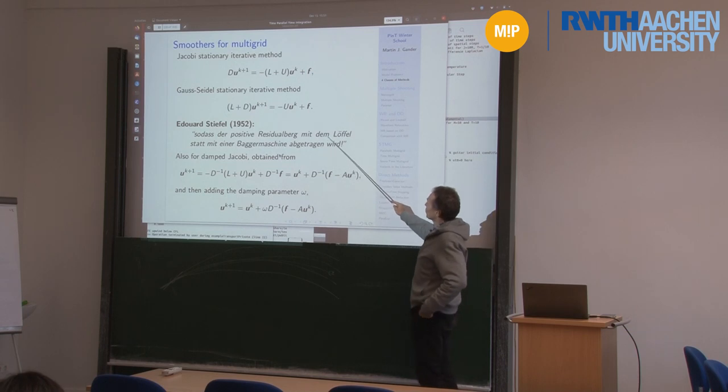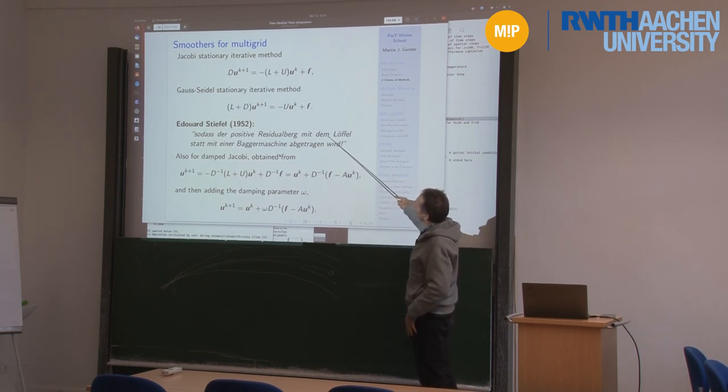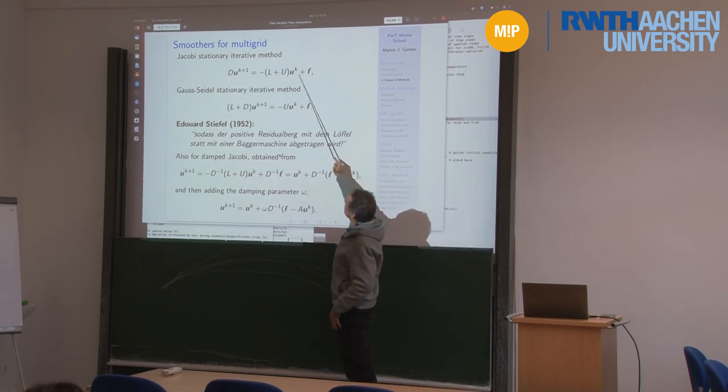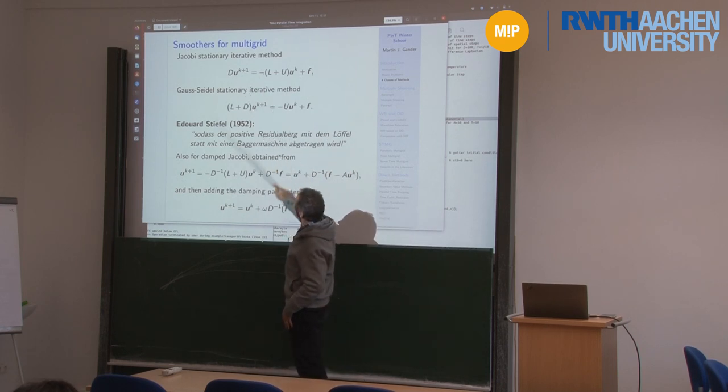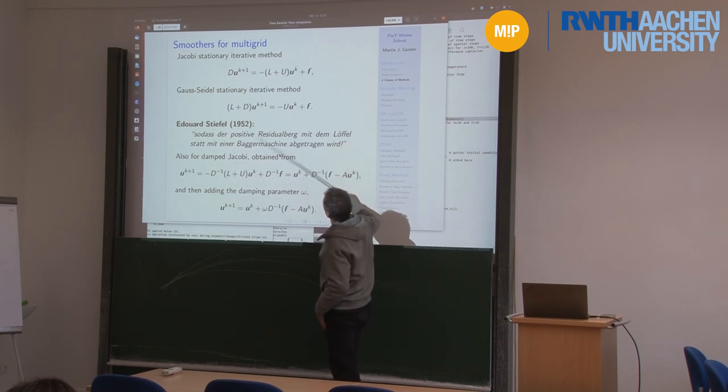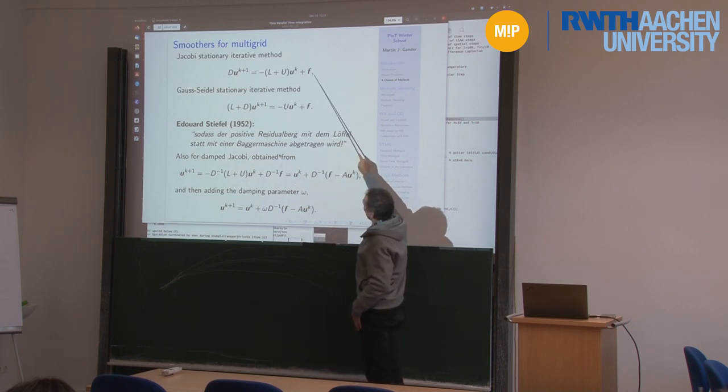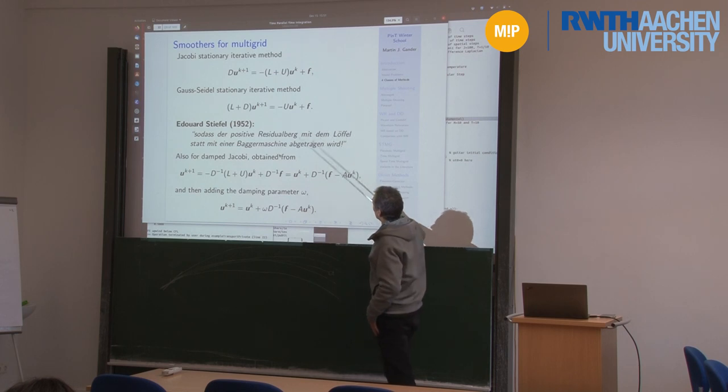And this is also true for what's called the damped Jacobi method. The damped Jacobi method is this method, but you add damping. And to see how you add damping, I just rewrite this method. So I multiply through by D inverse, then I get this relation. So I have a D inverse on this part, and I have a D inverse on f. And now I collect the separate terms.